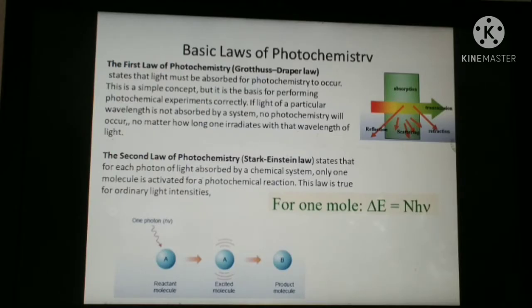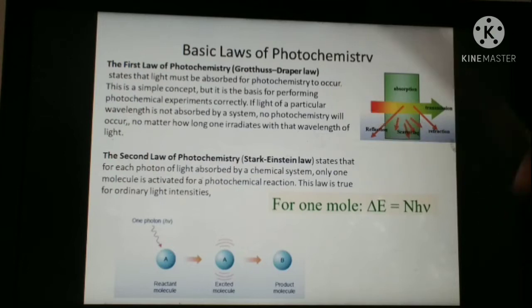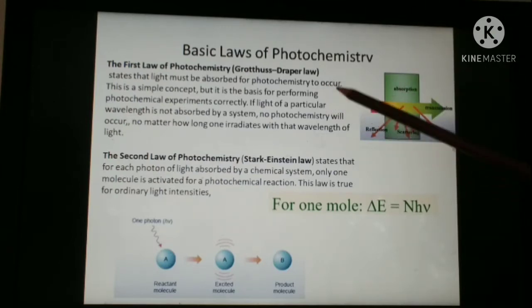The first law of photochemistry states the light must be absorbed for photochemistry to occur. This is the simplest concept, but it is the basis for performing photochemical experiments correctly. If light of a particular wavelength is not absorbed by a system, no photochemistry will occur, no matter how long one irradiates with that wavelength of light. When light falls on a reaction mixture, only a small amount of the light is absorbed. Most of the light is either transmitted, reflected, scattered or refracted. So the first law says the light must be absorbed for photochemistry to occur. This is a very simple law.